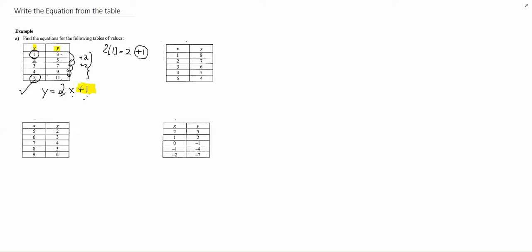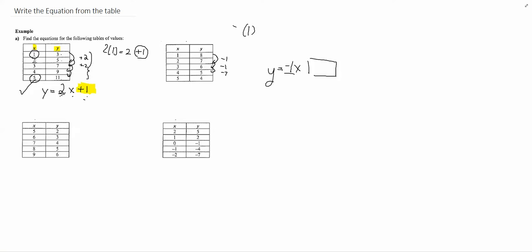Let's look at our next example here. I'm looking at what I'm doing here, and I'm subtracting 1, subtracting 1, subtracting 1 every time. So that tells me that when I set up my equation, y is equal to something times x, that's going to be -1. And then we need to decide if we're adding or subtracting that some value.